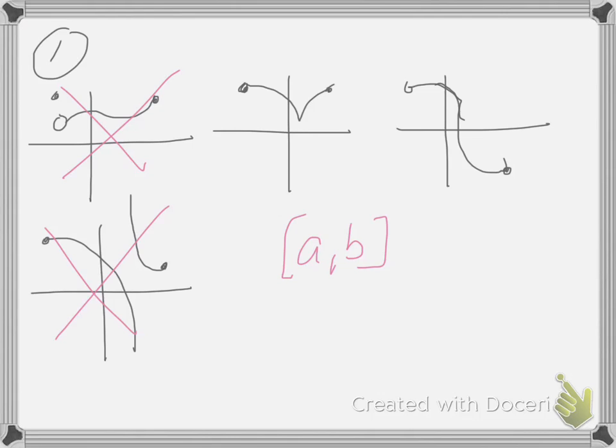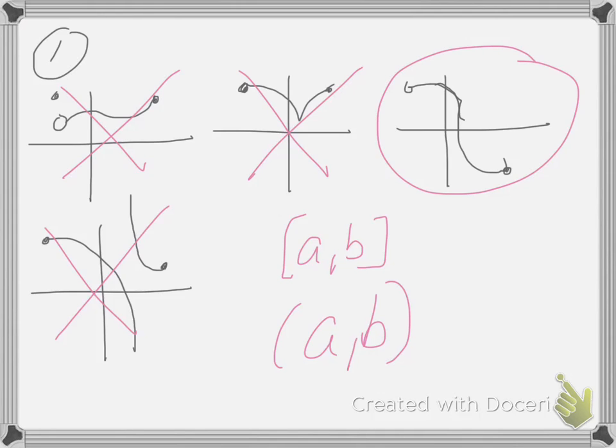Okay, the next part is that it has to be differentiable in between a and b. So the second one has a cusp, it can't be that, and that only leaves the third one. So one of them satisfies the mean value theorem, and 3 of them do not satisfy the mean value theorem, so that would be choice C.